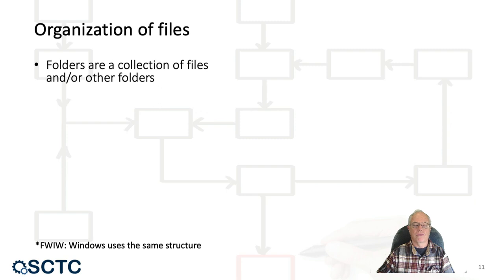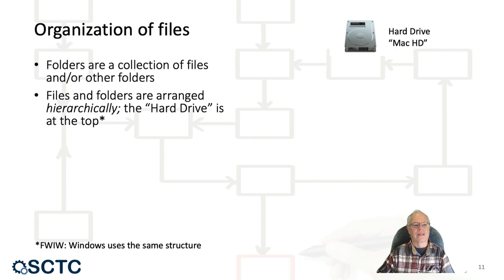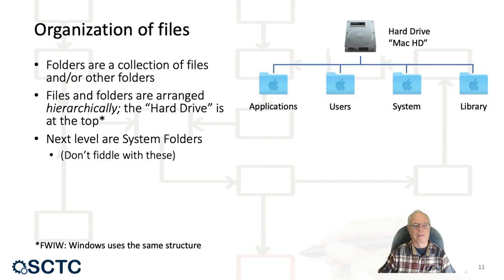Files are organized through folders, and folders are a collection of files and/or other folders. And they're arranged hierarchically. In other words, like an upside down tree where the root's at the top. And that root is your hard drive. And then the next level, and this is on a Mac, and actually on a Windows PC, it's the same organization. There's a bunch of system files.